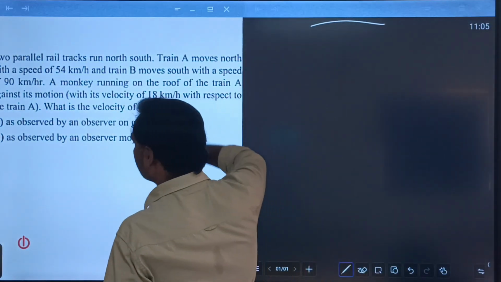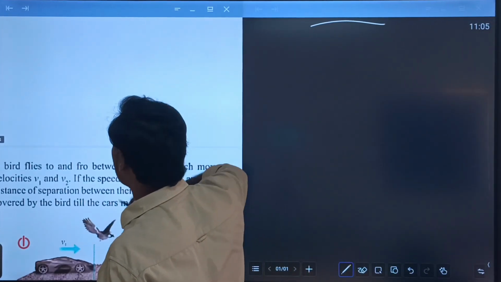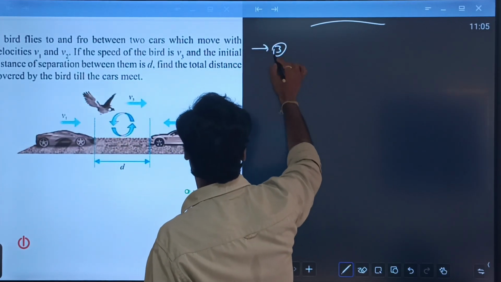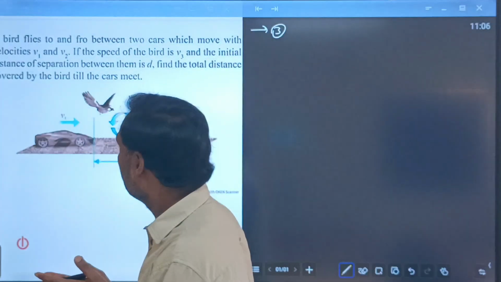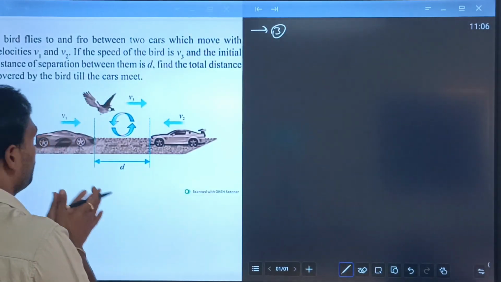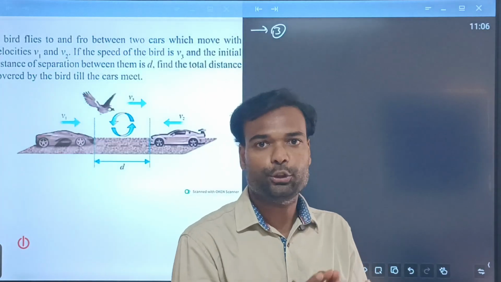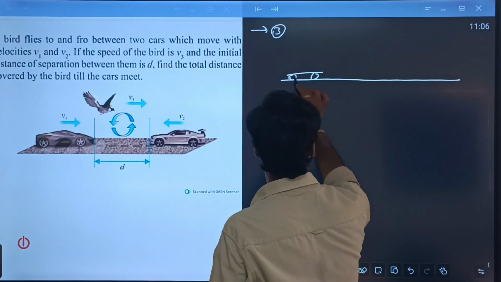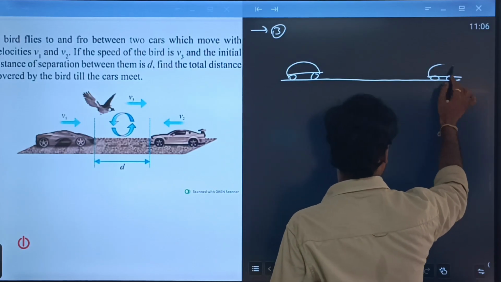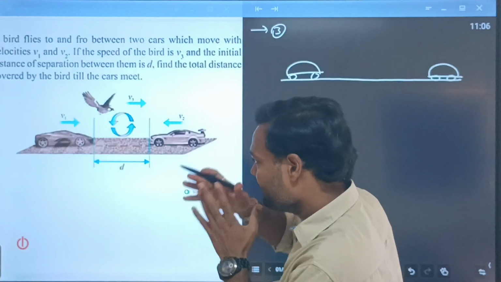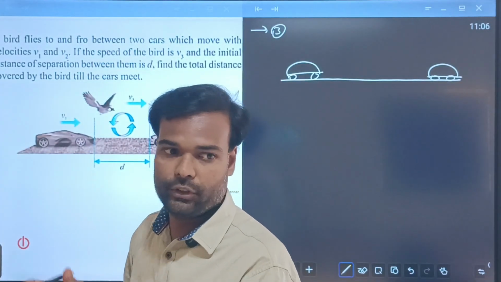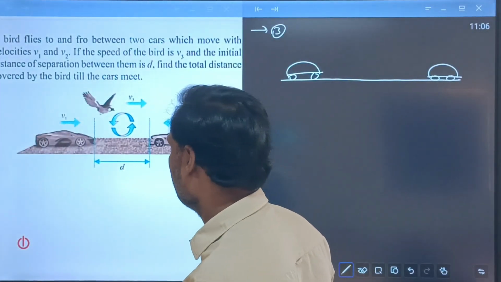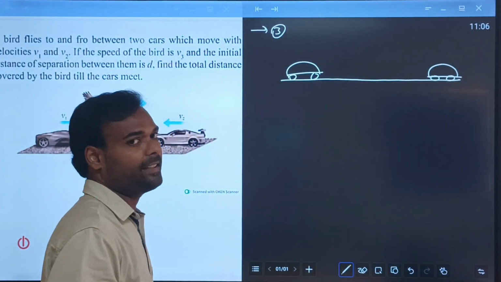Let us see one more important question. See, here a bird flies to and fro between two cars which move with the velocities v1 and v2. That means here a car is present. It is an application oriented problem actually, not concept related. The concept we need to apply here. So it is an application oriented and critical problem. Previously, so many times they asked this question in the examination.